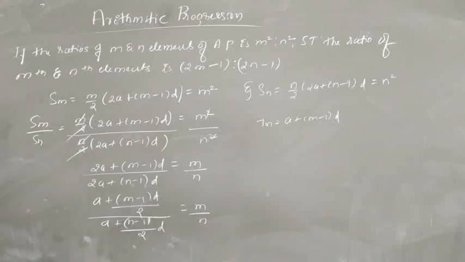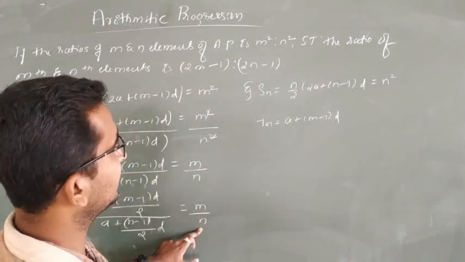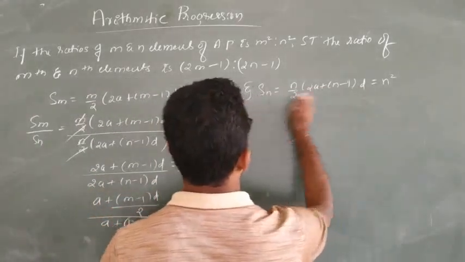So now what I have to get on the RHS is the mth and nth element. For the mth and nth element, we need 2m minus 1 in place of m and 2n minus 1 in place of n.